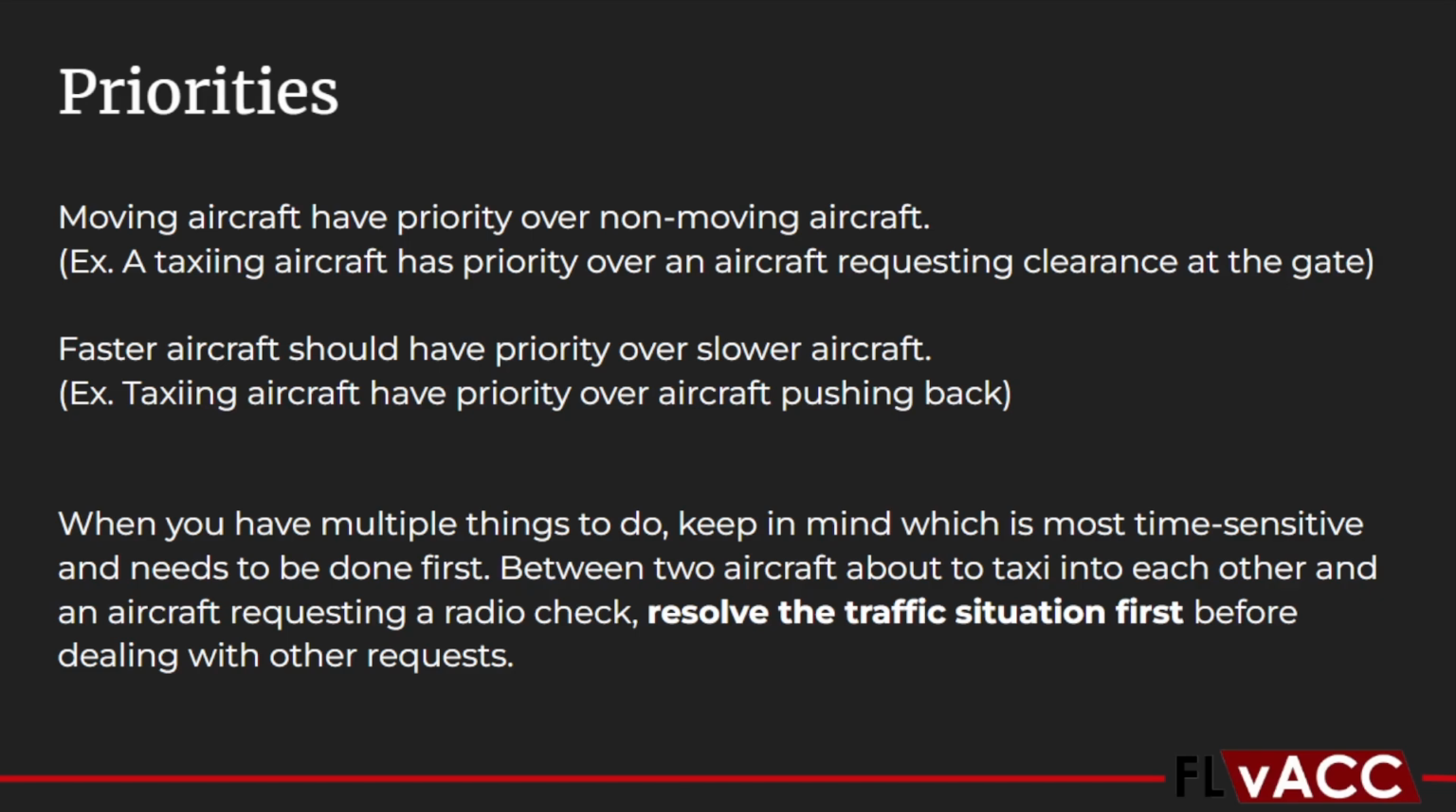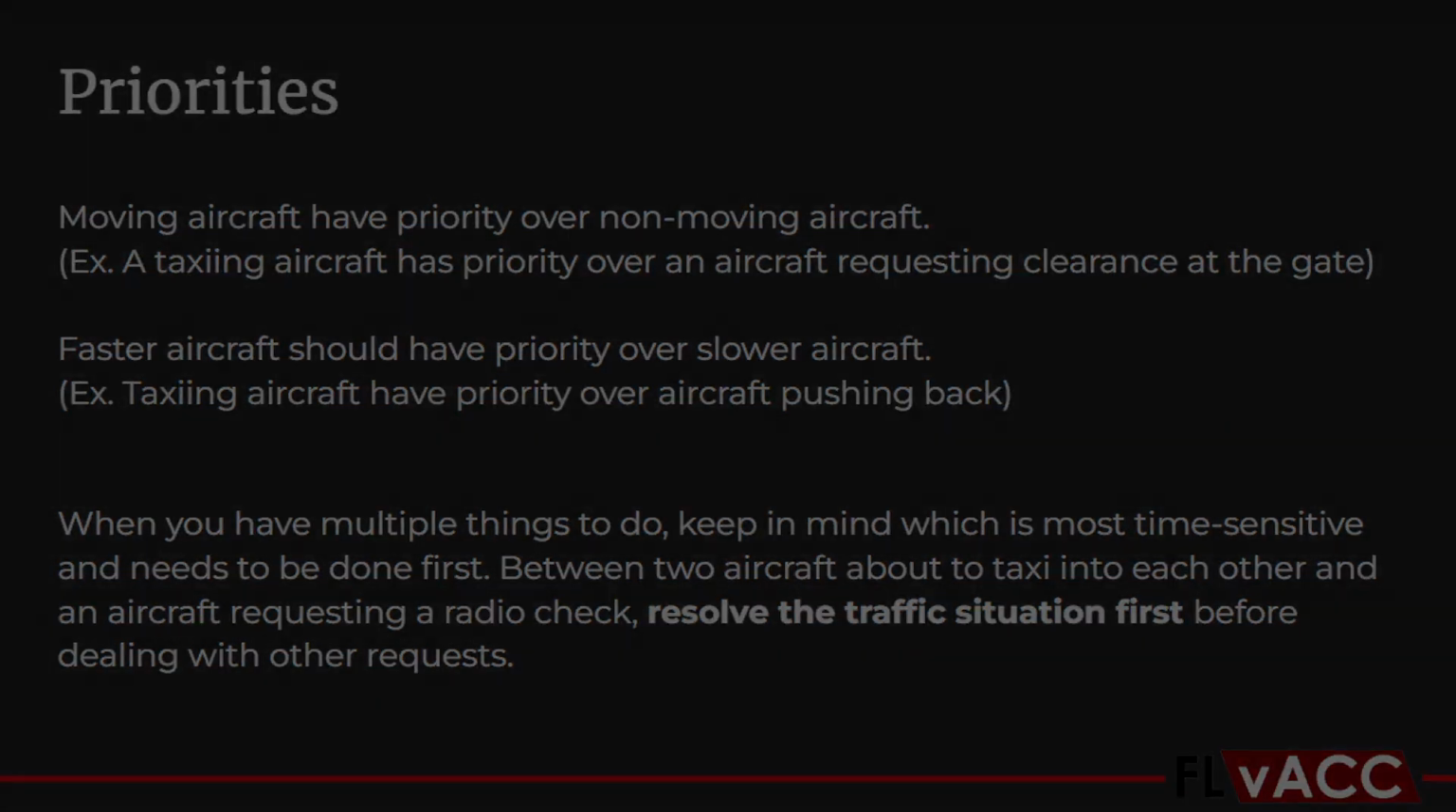For example, if you have a taxiing aircraft and one requesting clearance parked at the gate, deal with the taxiing aircraft first. Think about how long it takes to give a clearance too. Faster moving aircraft should also have priority over a slower moving one. For example, as you learned last lesson, give priority to an aircraft taxiing behind an aircraft pushing back. While it does take practice, just in general, keep in mind which tasks are most time sensitive and also how long a transmission might take. And always resolve traffic situations, i.e. aircraft about to collide, before anything.